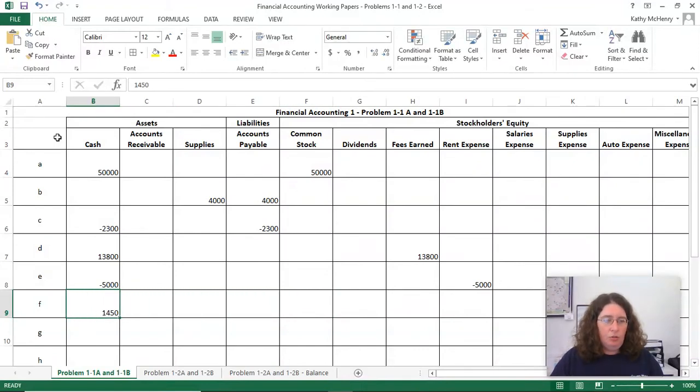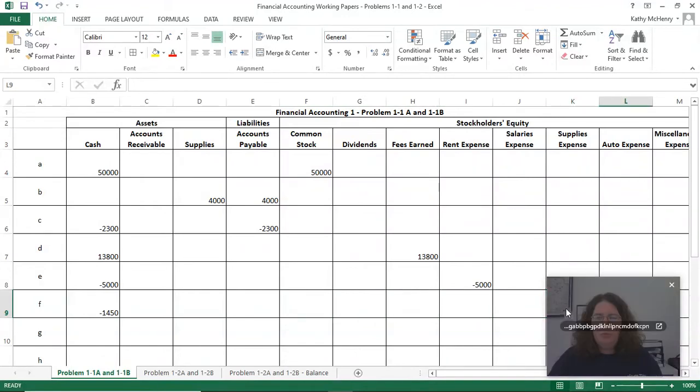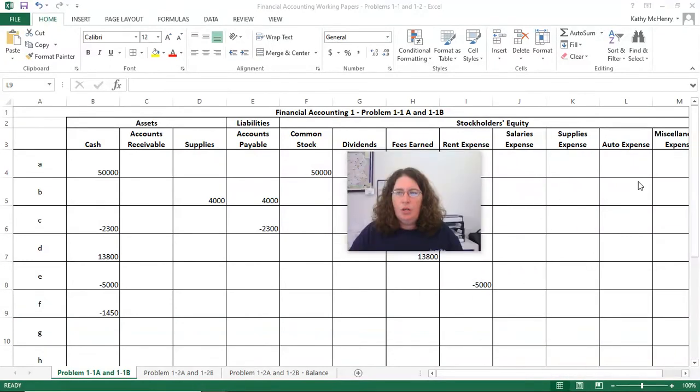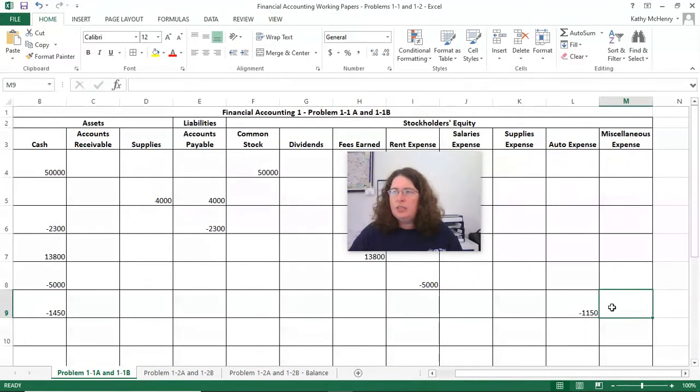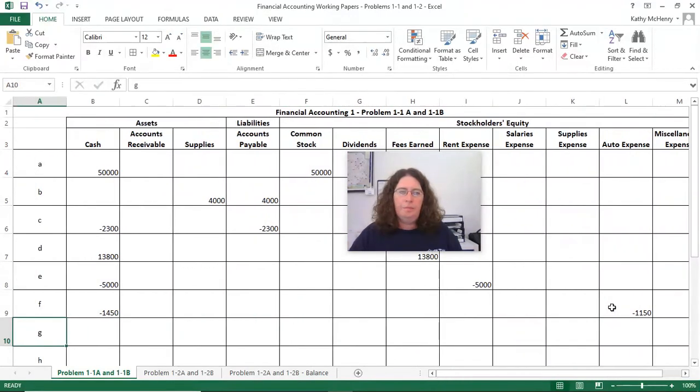I'm sorry, we paid those expenses. So we're going to put a negative number in there. We paid automobile expenses. So if we keep going, let me move my picture out of the way here. Auto expenses is in column L. So there we're going to have minus $1,150 and miscellaneous expenses minus $300. Okay.